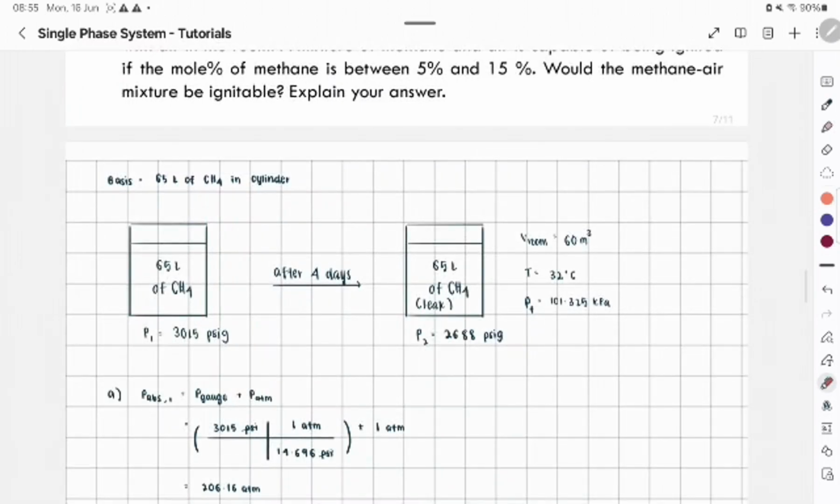Before we proceed to the question and calculation, we need to draw our process diagram. Firstly, we need to state our basis, which is 65 liter of CH4 in cylinder. In the initial state of methane, the initial pressure is 3015 psig. Since our process is a closed system, there is no stream in or stream out. After 4 days, the pressure of methane decreased to 2688 psig. Other than that, we need to state the volume of the room, which is 60 meter cube, temperature of the gas 62 Celsius, pressure in the room, which is 101.325 kPa.